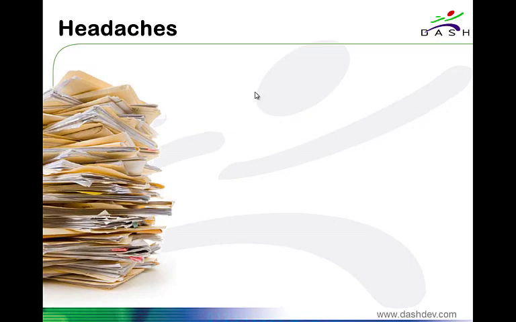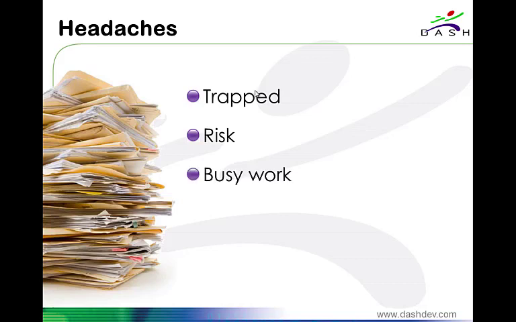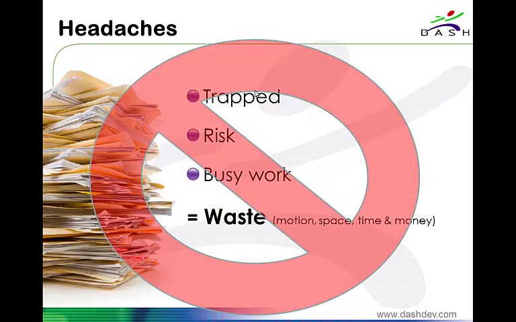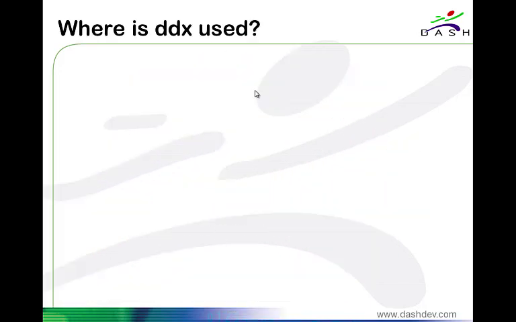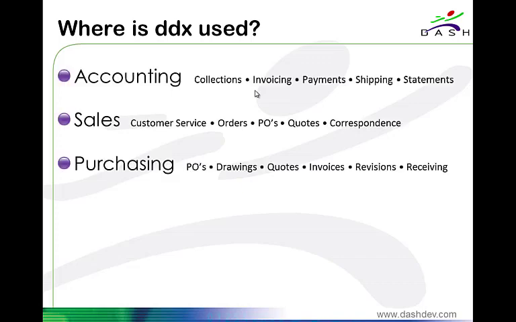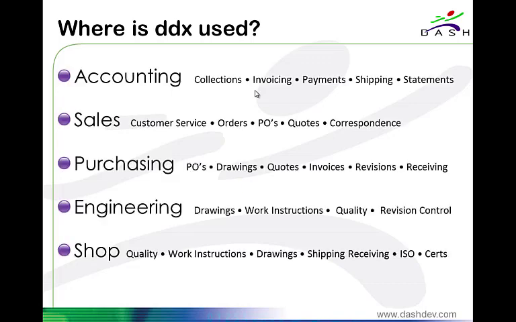DDX exists to help you alleviate some headaches dealing with information that's trapped and scattered all over the organization. That stuff is at risk, and DDX's mission is to help protect it and preserve it for you, and to eliminate a lot of the busy work involved in putting things away and finding things when you need them. The bottom line is to eliminate all the wasted motion, space, time, and money and make all of those headaches disappear. DDX is used in a lot of different places within any individual organization, from accounting to sales and purchasing, engineering, and shop floor. It can be used for all sorts of different purposes.